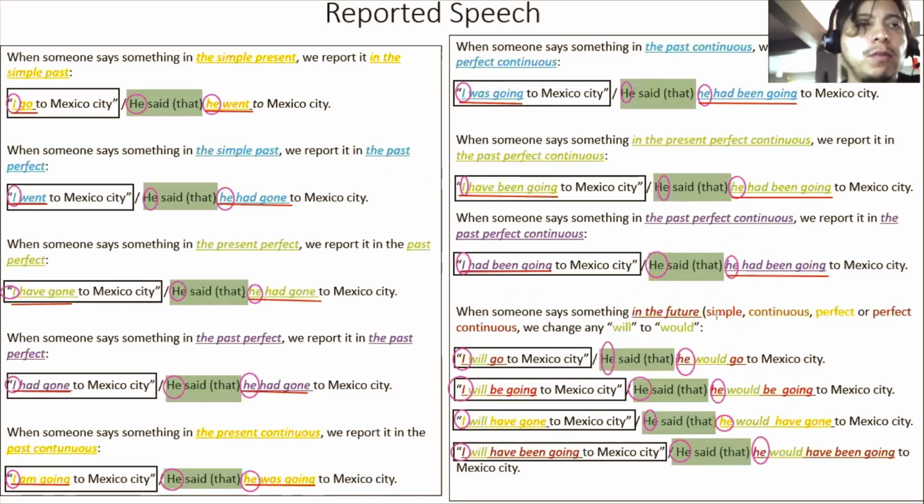And what happens with the future? Well, we have different futures. We have the simple future, the continuous future, the perfect future, or the perfect continuous. So I will go to Mexico City. He will go to Mexico City. We change will for would.